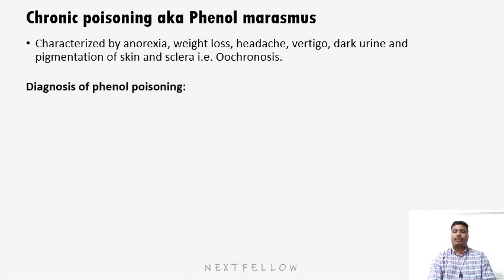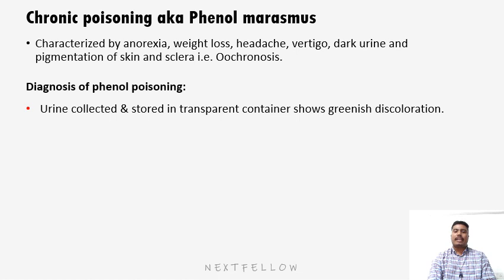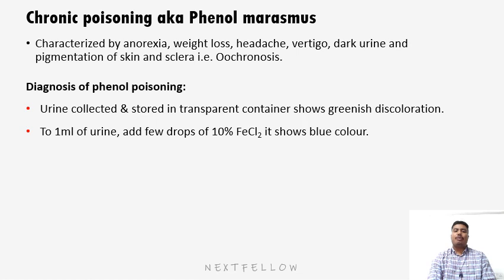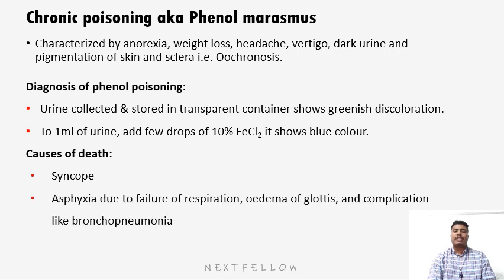Now, how to diagnose phenol poisoning? Urine is collected and stored in a transparent container, which shows greenish discoloration. And if you add a few drops of 10% ferric chloride to 1 ml of urine, it will show blue color. Now the cause of death is, first, syncope; second, asphyxia due to failure of respiration, that is edema of glottis; and complications like bronchopneumonia.